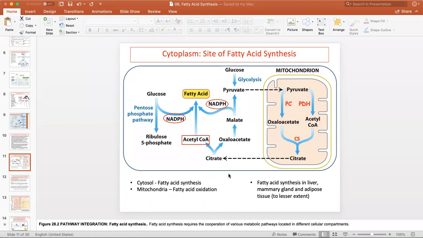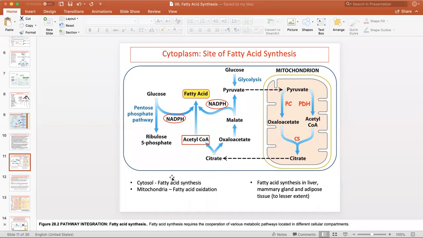So this is your synthesis part. In contrast to fatty acid oxidation, which is the breakdown of fatty acids, this requires carnitine. In the next lecture, you will discuss more about fatty acid oxidation, the breakdown of fatty acids, and one important intermediate of this is the requirement of carnitine.